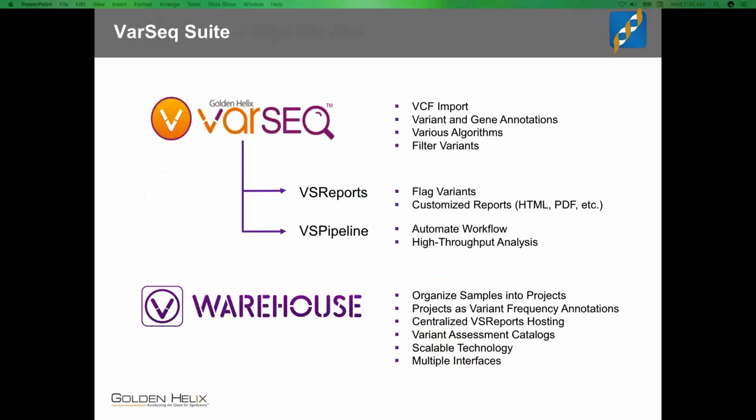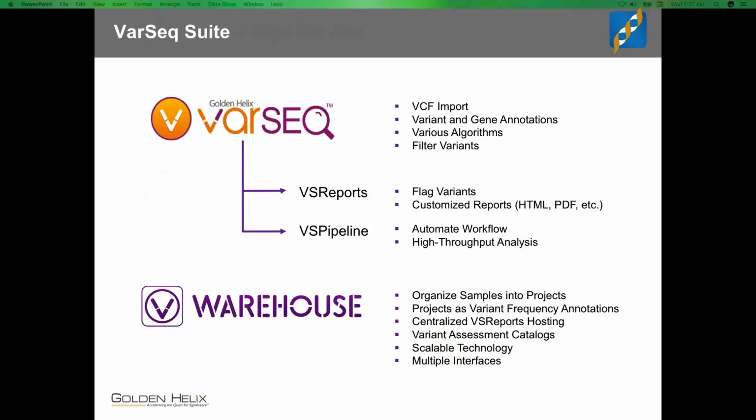Now we do have some more packages that could be added onto the VarSeq platform. So first we have VS Reports, which you saw a little bit here today. It allows you to flag your variants from a filtered set and then include them in a customized clinical report, and we'll go over that here in a little bit. Our reports can be rendered in either HTML, PDF, or XML format.